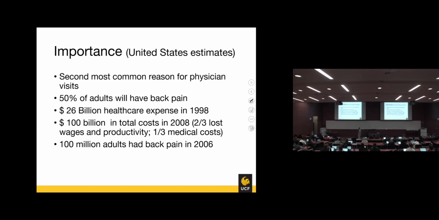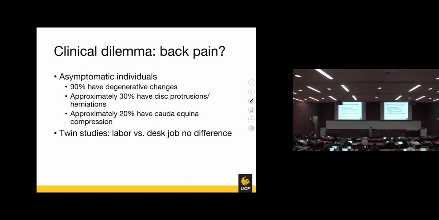I haven't seen good numbers, that's why I haven't updated this slide, but everybody just says it's way more. So, big deal, right? $100 billion in total costs in 2008, and that does include wages and lost productivity. About a third of that is the medical cost itself. 100 million U.S. adults had back pain in 2006, so it's pretty common and pretty expensive. So there's a clinical dilemma, though.